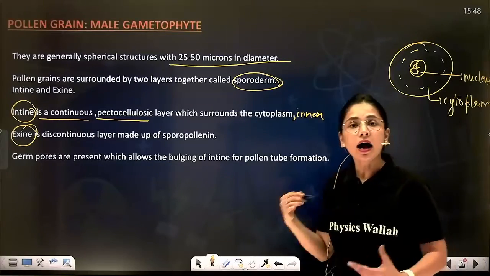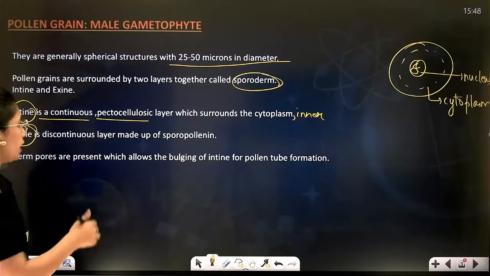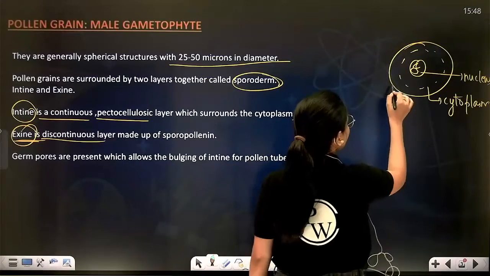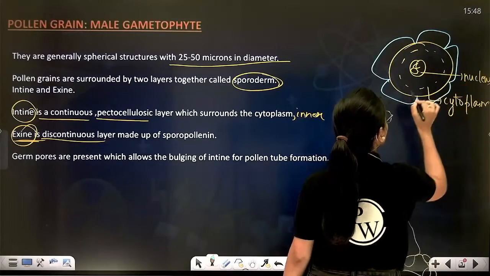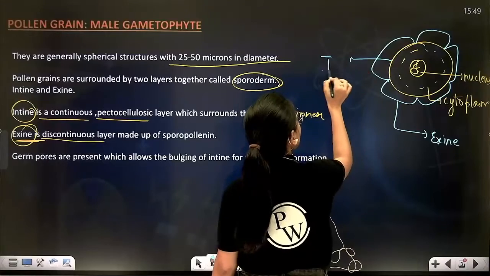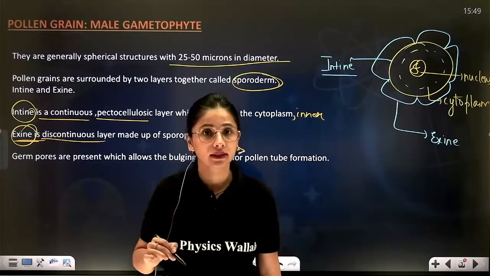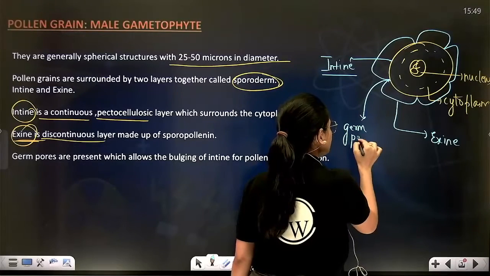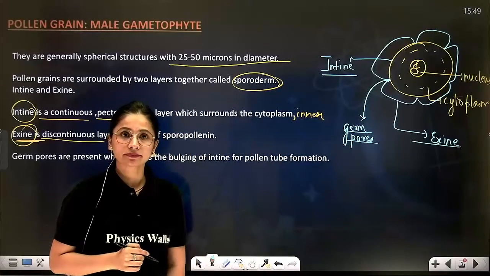Right? Outer to intine is present the discontinuous hard layer called exine. Discontinuous means what? That there are some openings present in the exine layer. So this is exine. The inner is intine. Together they are known as sporoderm, and the exine is discontinuous, hence you can see the presence of germ pores. Germ pores are there. Correct?